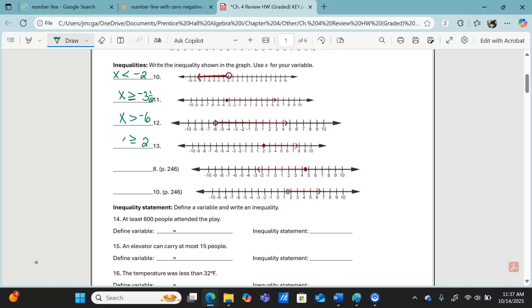That would be X is greater than or equal to 2. On this one, X is less than or equal to 4.5. And on this one, X is greater than 1.5.